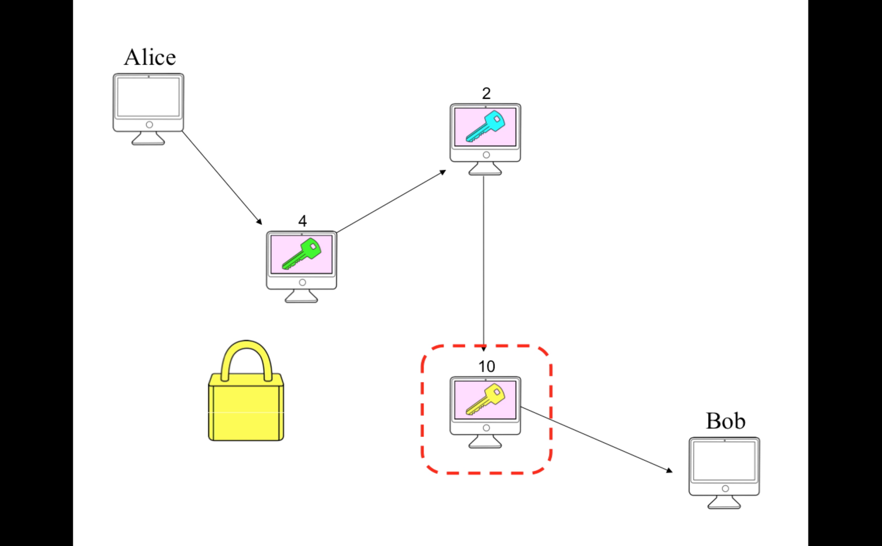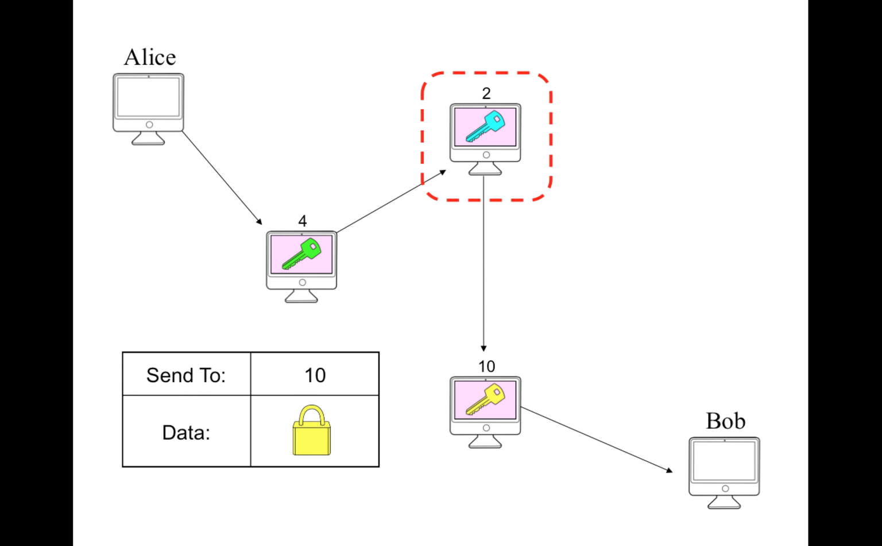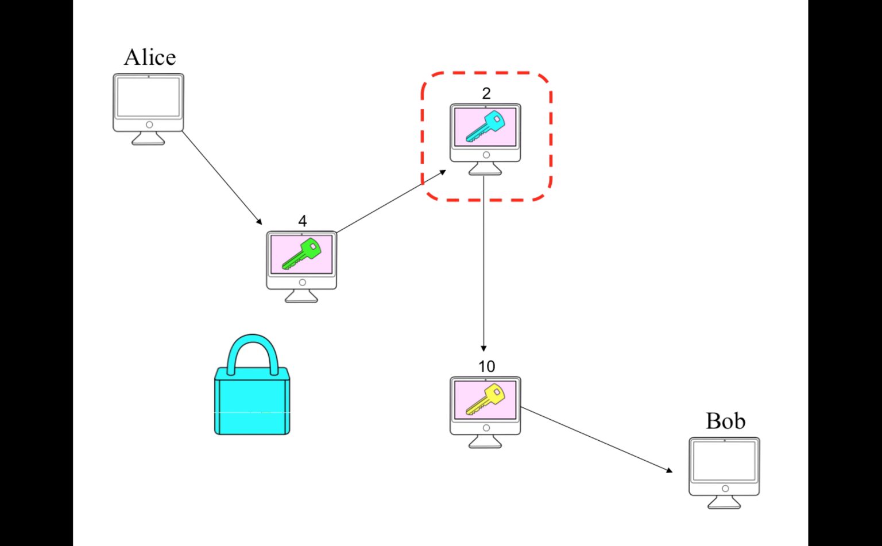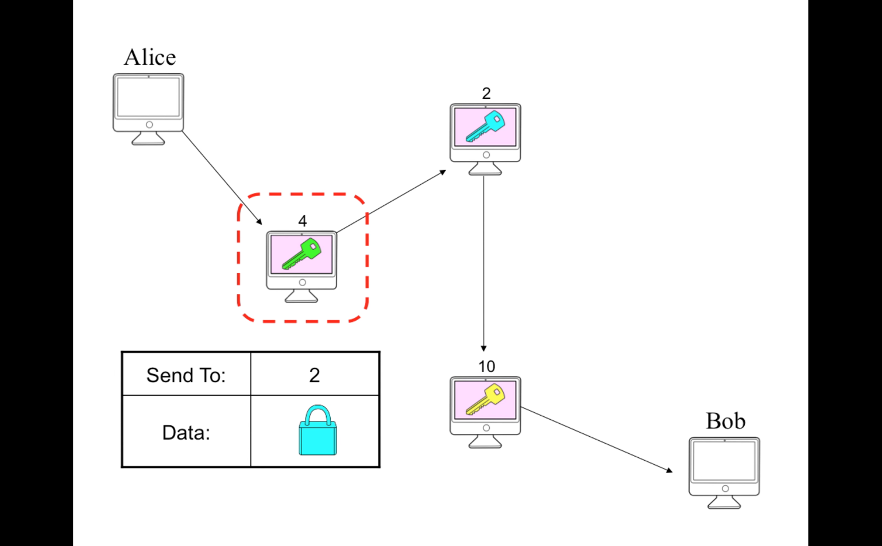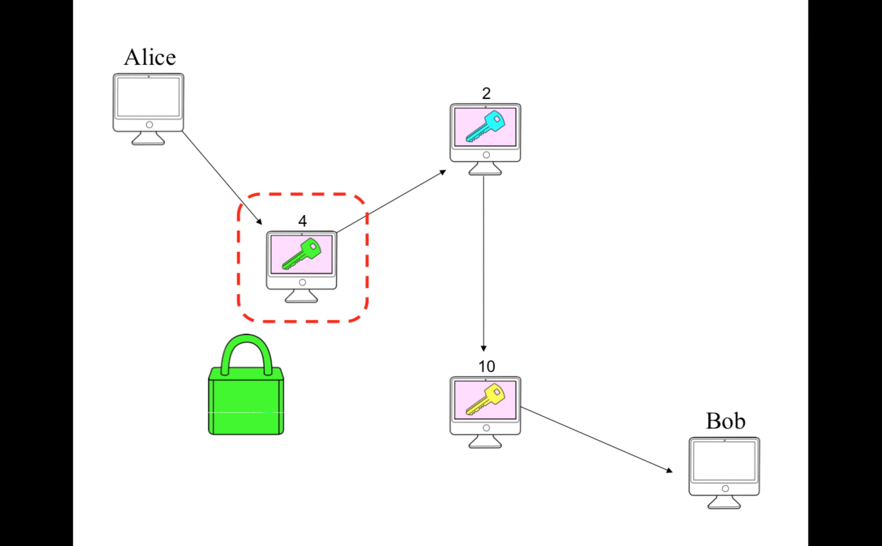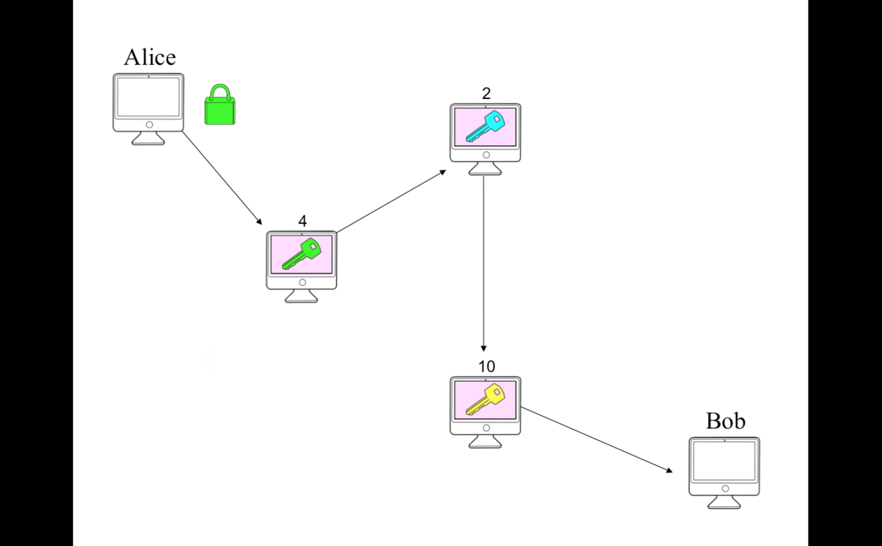Now we move on to node 2. We take the encrypted data and put it in the data field for node 2. Node 2 knows to send the data to node 10, but it cannot access any of the data within it. We in turn encrypt this data with the public key for node 2 and move on to node 4. The same kind of operation takes place, except node 4 sends the data to node 2, and we encrypt this data with the public key for node 4. Now our packet is complete, and we can start sending it through the network.